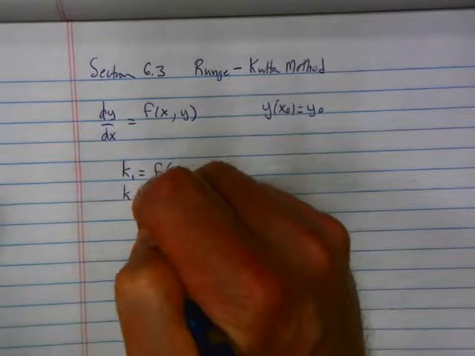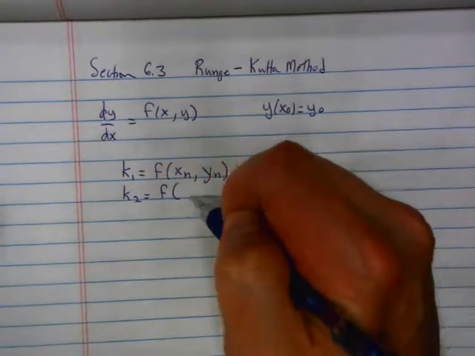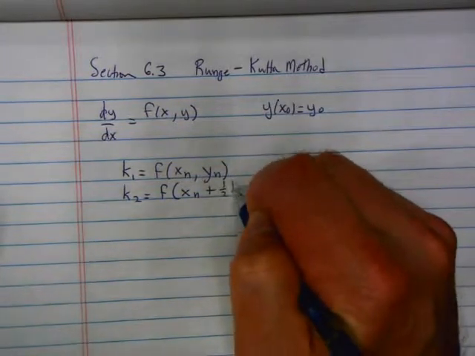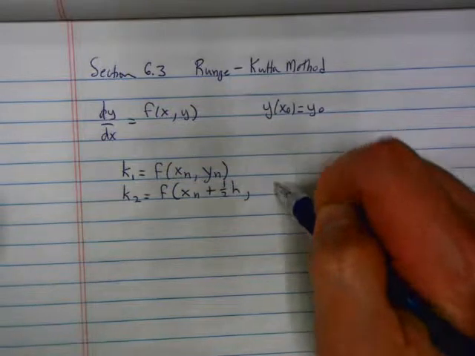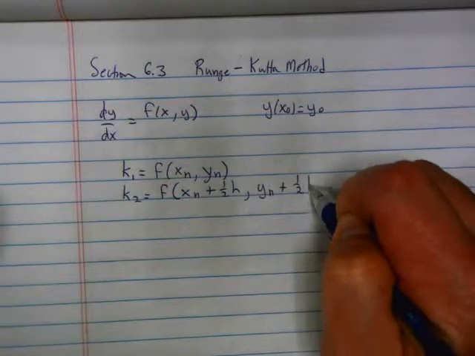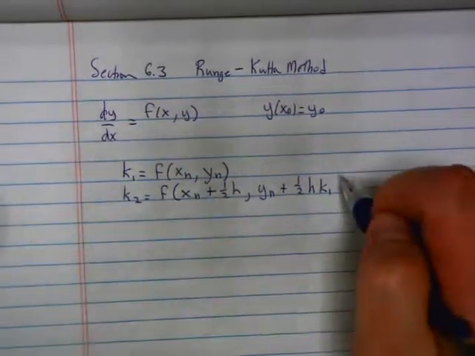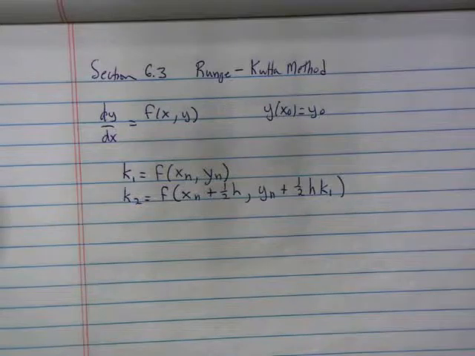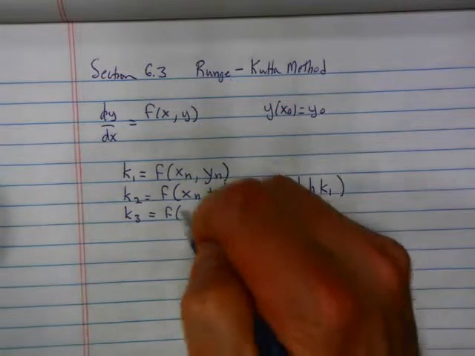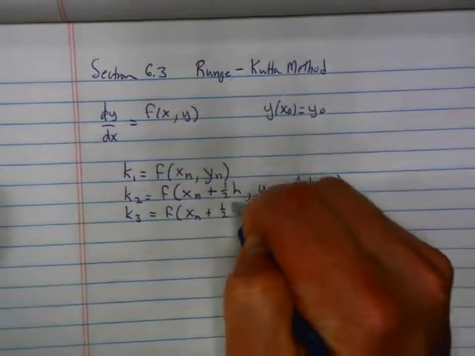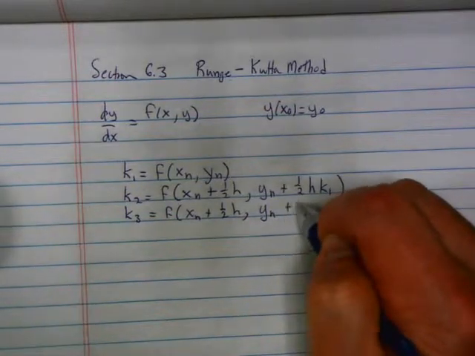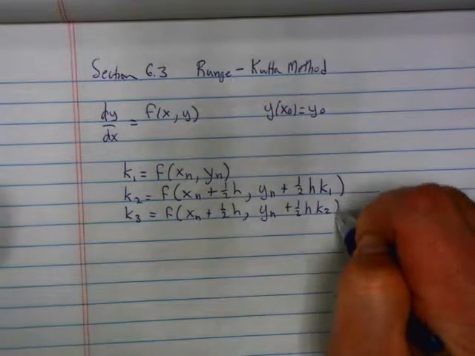k2 will be f at x sub n, our current x value, plus half a step, and y sub n plus 1/2 h k1, where k1 is defined above. k3 will be f at our current x value plus half a step, and the current y value plus 1/2 h times the k2 that we just figured out.